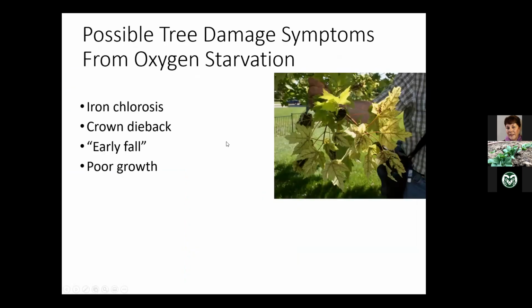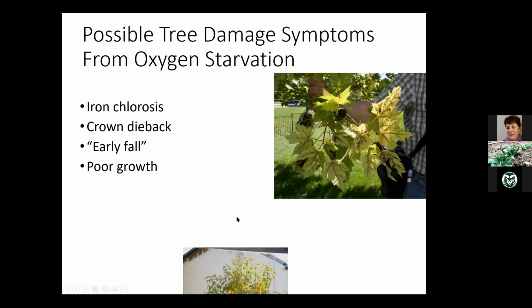So some of the tree damage symptoms that we see from oxygen starvation are things like iron chlorosis, crown dieback, early fall color, poor growth. This is actually a picture of interveinal chlorosis on maple, and this is actually caused by iron deficiency. And we call it interveinal chlorosis because we have the green veins that go down the middle, but the leaf tissue itself is turning yellow.